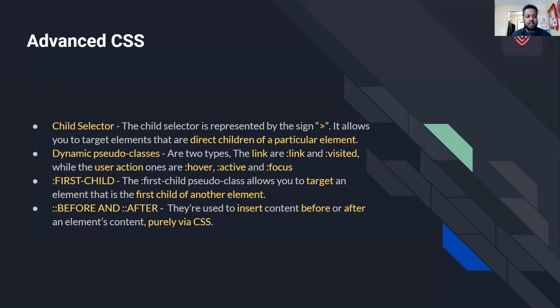So to get started, some of the advanced CSS are child selectors. The child selector is represented by the greater than sign, and it allows you to target elements that are direct children of a particular element. There's also dynamic pseudo classes. Dynamic pseudo classes are of two types: the ones that are related to links, and the ones that are user actions.